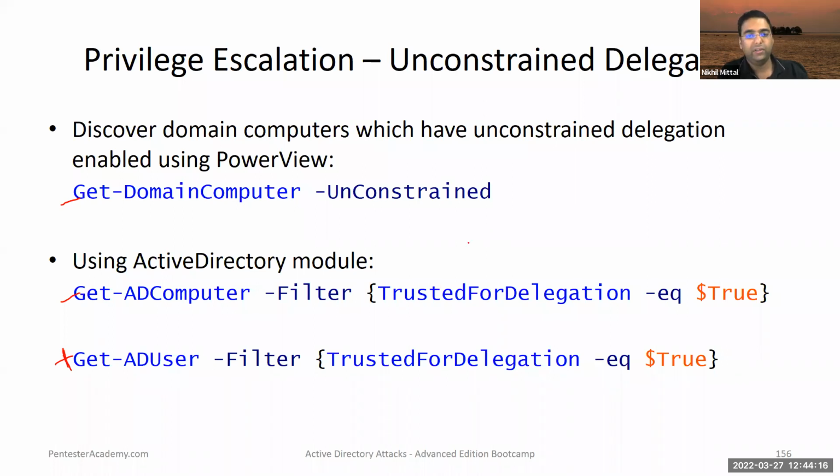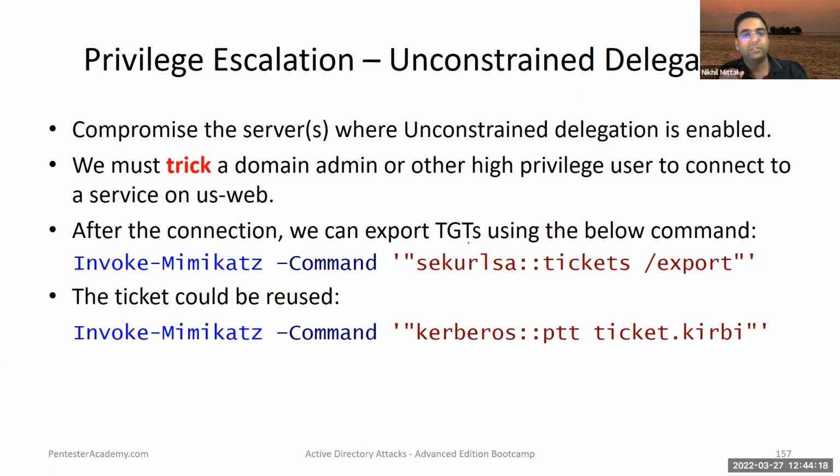Now, once we have compromised the machine with unconstrained delegation enabled, there are a couple of ways you can abuse that. You may need to trick a domain admin or any other high privilege account to connect to a service on US web. Once the account is connected, we can export TGTs using this Mimikatz command, and then we can reuse the ticket for that high privilege user.